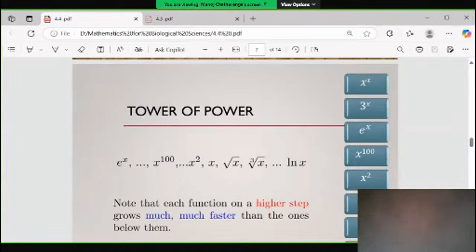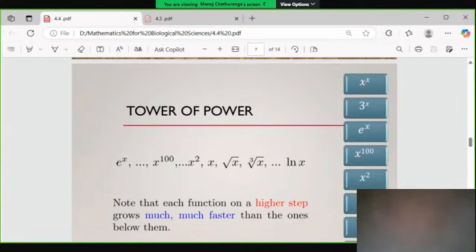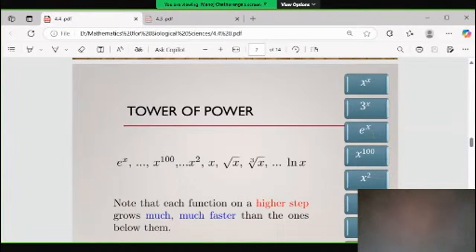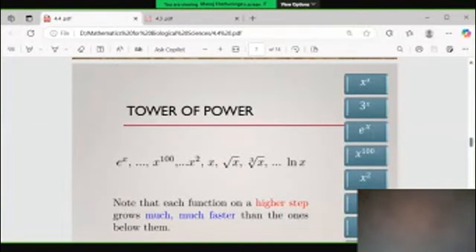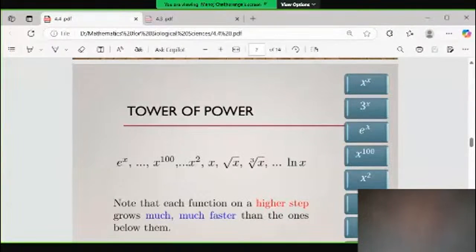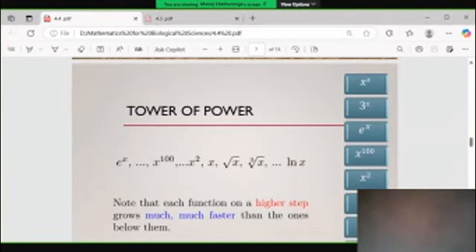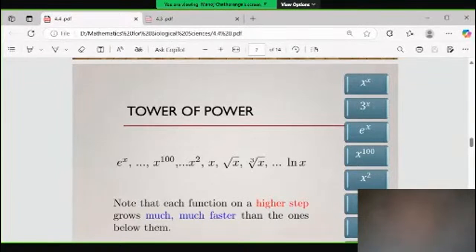Then below x to the power of x, I have all the exponential functions. 3 to the power x, 2 to the power of x, 5 to the power of x. When I look at them, it depends on the base. 3 is bigger than e. Therefore, 3 to the power x has a larger growth rate compared to e to the x.